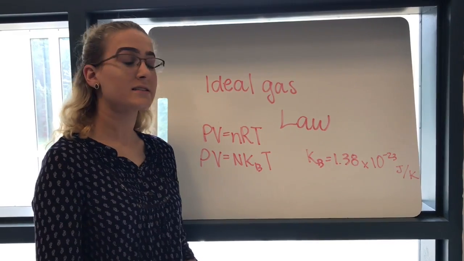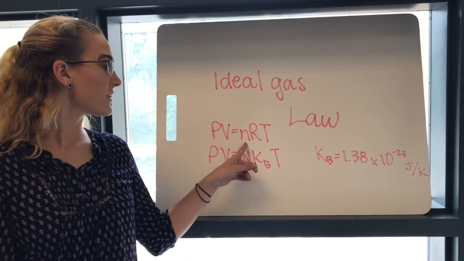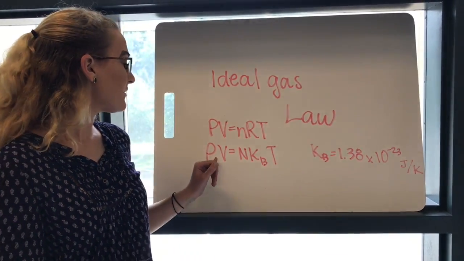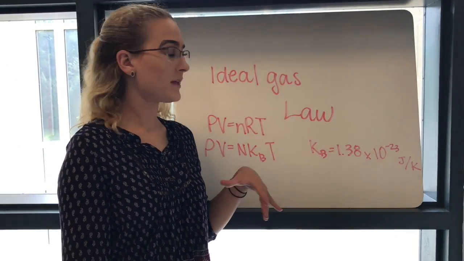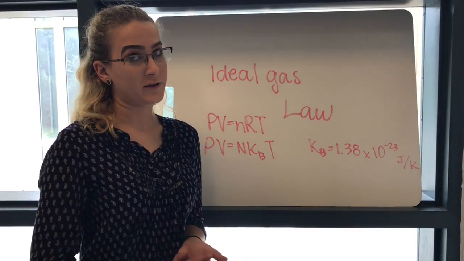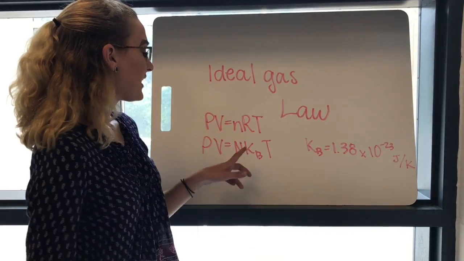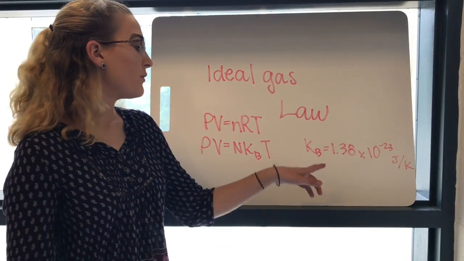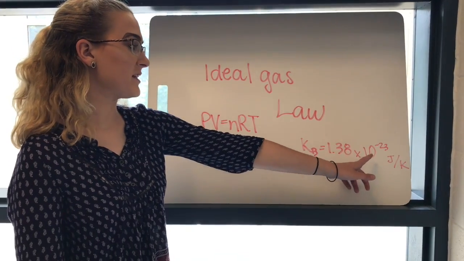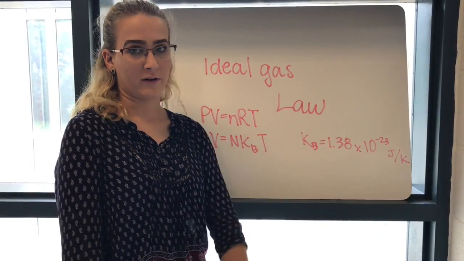Also, in physics, sometimes the ideal gas law, PV equals nRT, will be written as PV equals NkBT, where N is the number of molecules as opposed to the number of moles, and kB is the Boltzmann constant, which is going to be 1.38 times 10 to the negative 23rd joule per Kelvin.